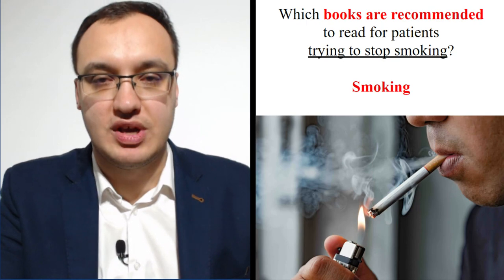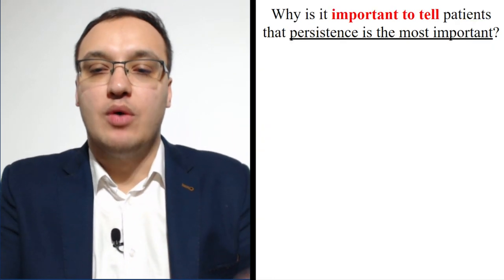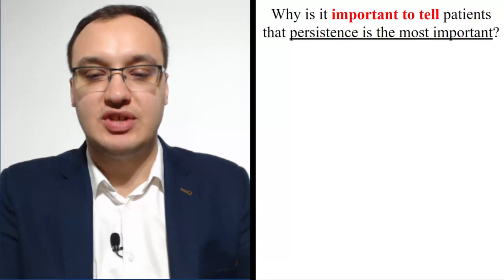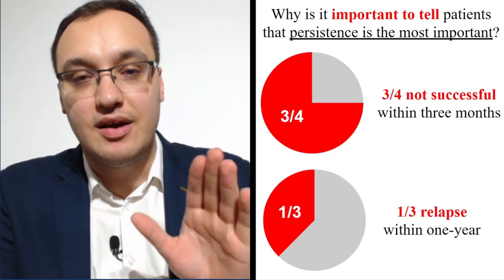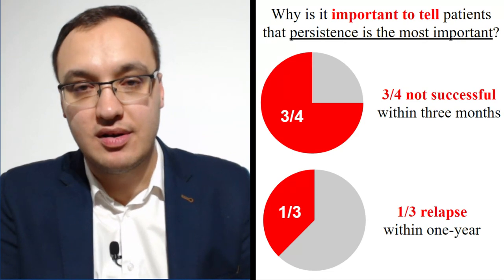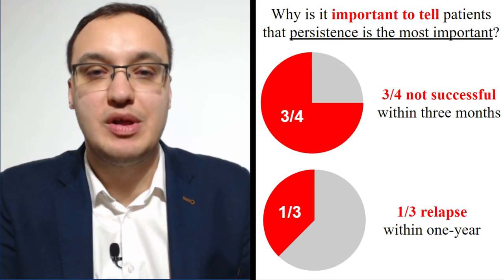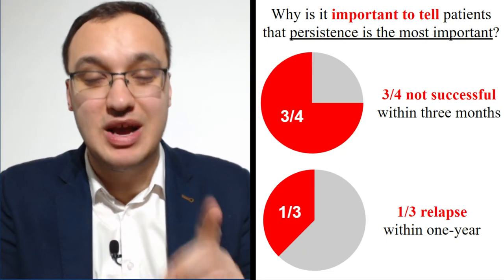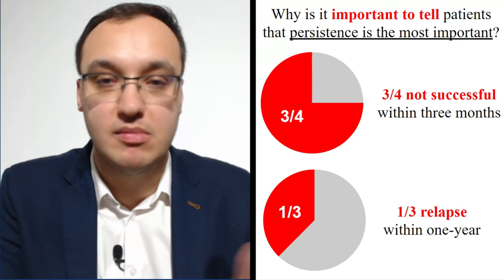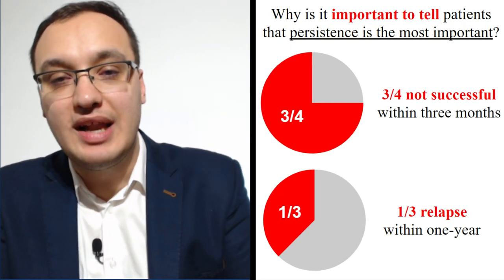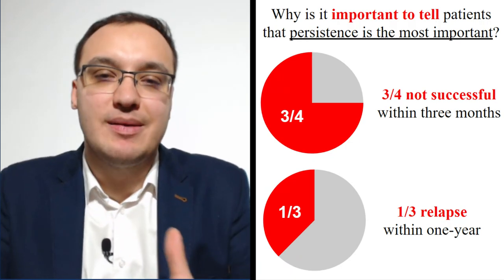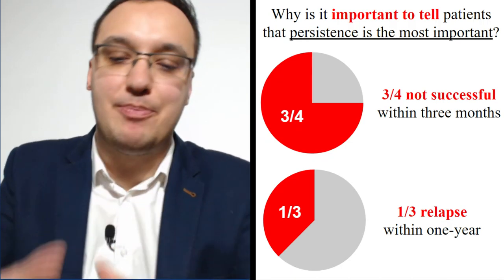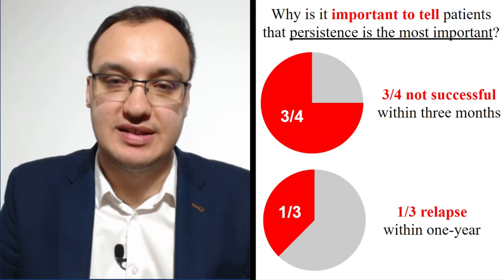Read about smoking, okay? Now, why is it important to tell patients that persistence is the most important? Because 3 out of 4 are not successful within 3 months. Okay, within 3 months, 3 out of 4. So 75% will not keep it up. 1 out of 3 will relapse within 1 year. So it means please remain within this 25%, okay?